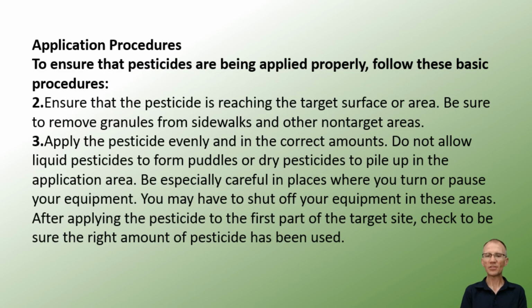Again, with application procedures, to ensure that pesticides are being applied properly, follow these basic procedures. 2. Ensure that the pesticide is reaching the target surface or area. Be sure to remove granules from sidewalks and other non-target areas. 3. Apply the pesticide evenly and in the correct amounts. Do not allow liquid pesticides to form puddles or dry pesticides to pile up in the application area. Be especially careful in places where you turn or pause your equipment.